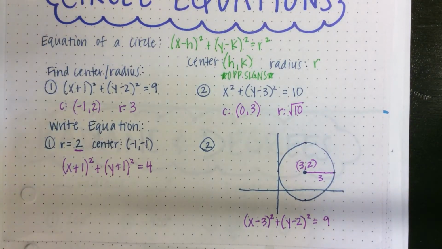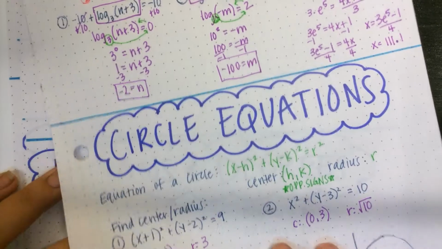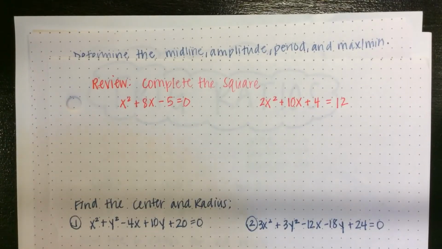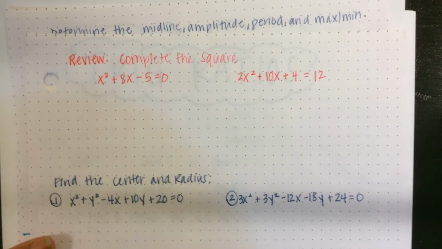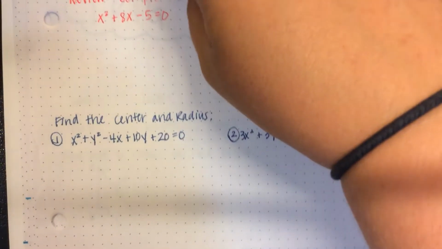So circles can be very, very quick and easy. The only hard part we get to is when it's not in standard form. Let me switch papers here. So if it is not in standard form, okay, we're going to have to do what we call completing the square, which we've seen.